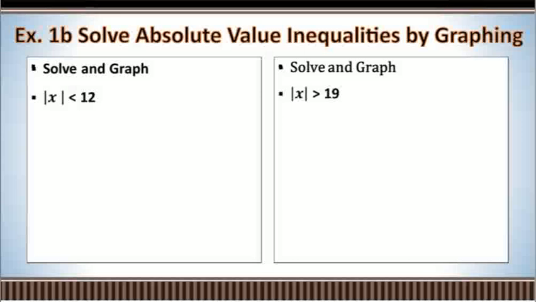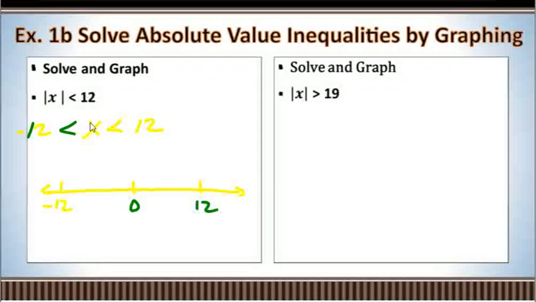Next one, absolute value of x is less than 12. So that means it has to be less than 12 steps away from 0. So this is a conjunction, so less than 12, and greater than negative 12. So when I graph that, I put a 0 in the middle, I'll have 12 here, I'll have negative 12 here. So I'll open circle on both ends. Since it's a conjunction, they join with each other.